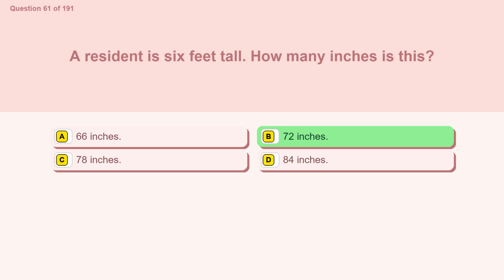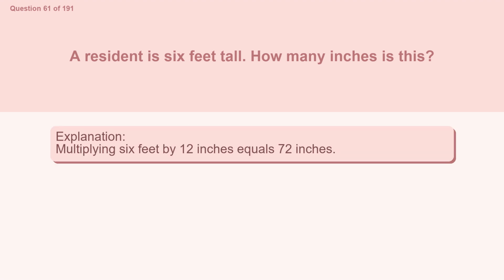The correct answer is option B. 72 inches. Multiplying 6 feet by 12 inches equals 72 inches.